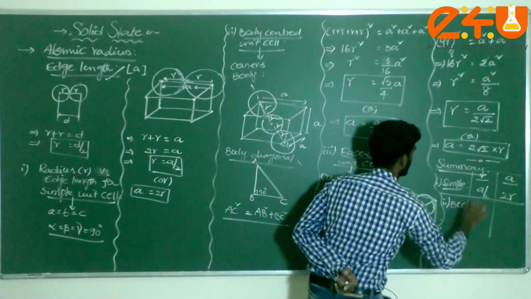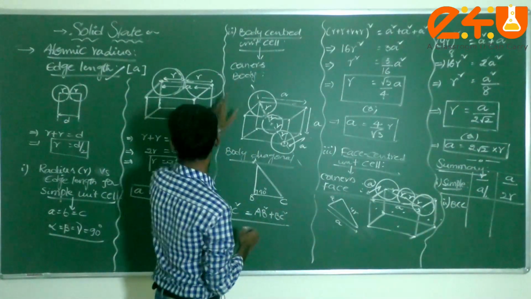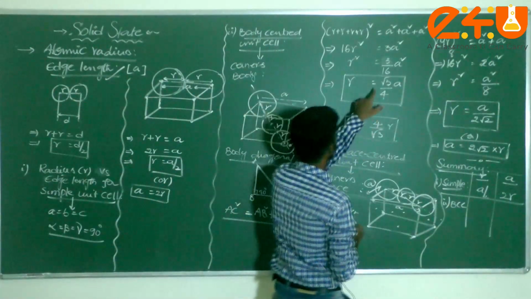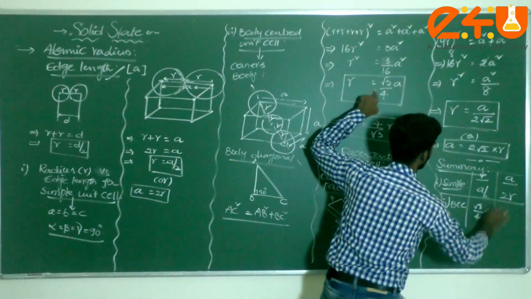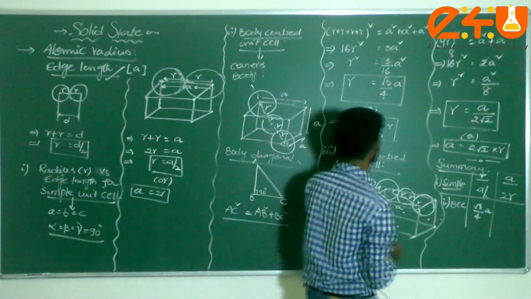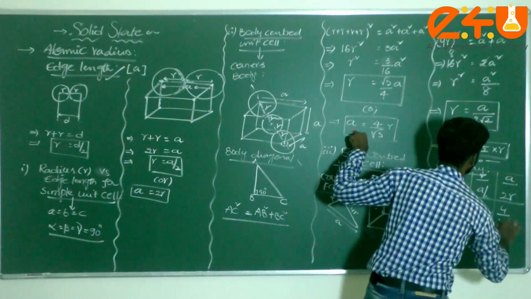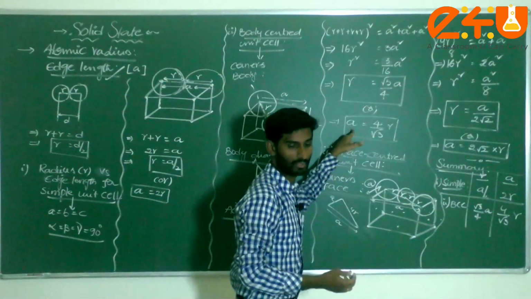BCC, body centered unit cell. What is the radius of the body centered unit cell, dear student? r is equal to root 3 by 4 into a. Root 3 by 4 into a. Next one, what about here? The edge length is 4 by root 3 into r. 4 by root 3 into r.